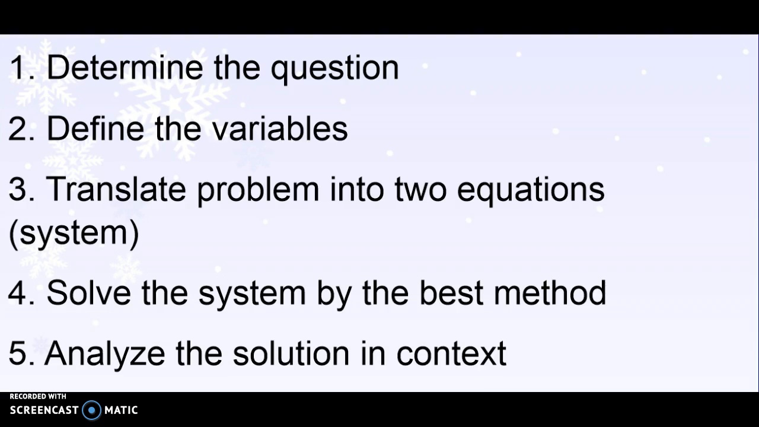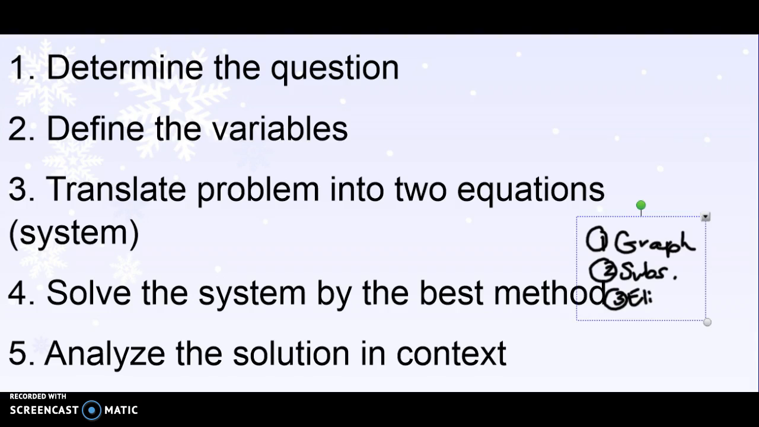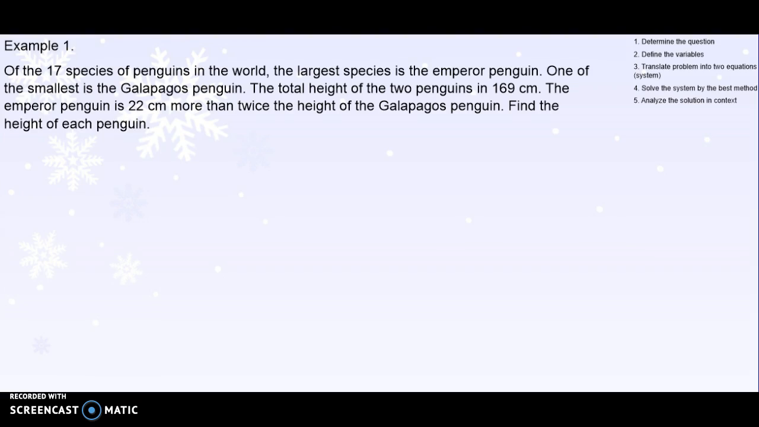Fourth, we'll solve the system by using the best method. We have 3 methods that we know of. The first method is graphing. The second method is substitution, and the third method is elimination. So we are going to choose which of those 3 methods work best, and then fifth, we're going to go back to the original problem and analyze our solution based on the context. So for this first example, I'd like for you to have all of this written in your notes, so go ahead and pause the video and write this down now.